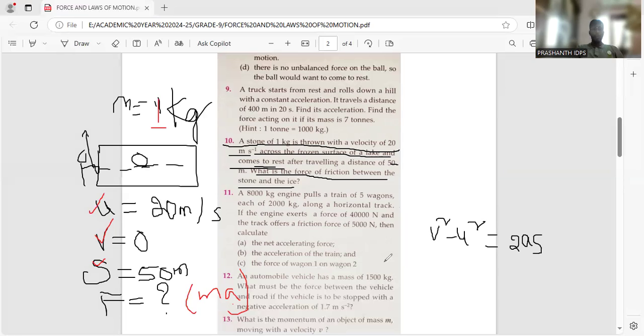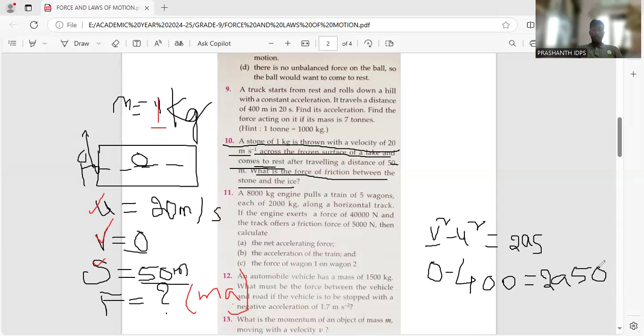Now substitute all the given values here. V value is given 0, so the whole value becomes 0 square, or 0 minus u square. So 20 whole square becomes 400. I'm directly writing the value here. 400 is equal to 2 into a into s. We do not know the a value, so we have to find the a value. And what about the distance? Distance is given, 50 meters. So in place of s, I'll write 50. So 2 into a into 50. So 2 fives are 100, right?